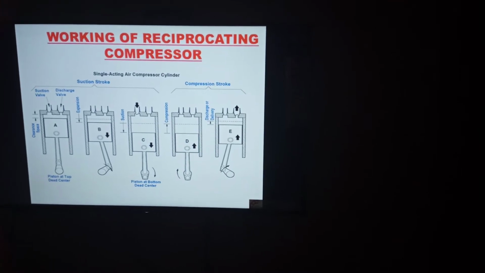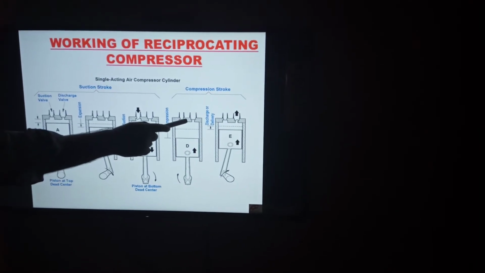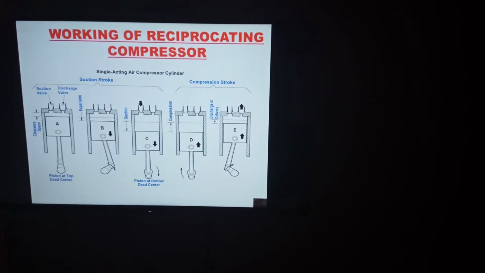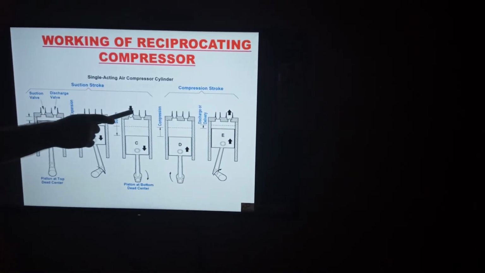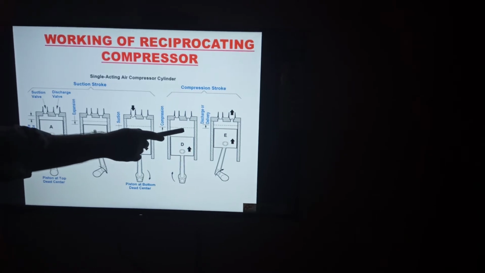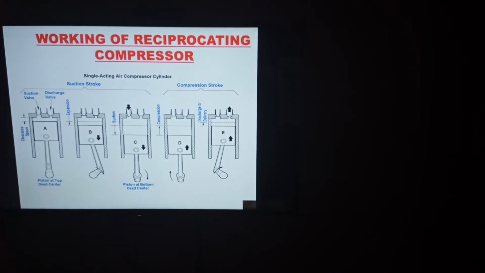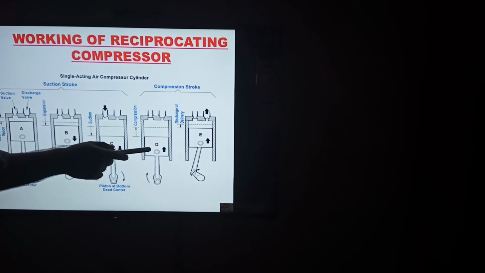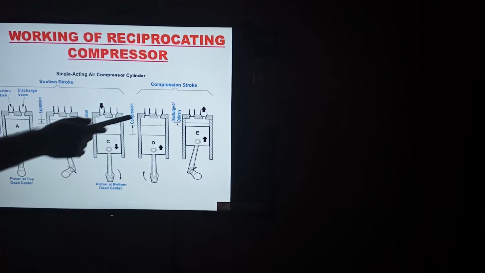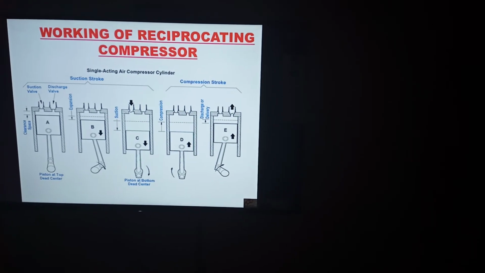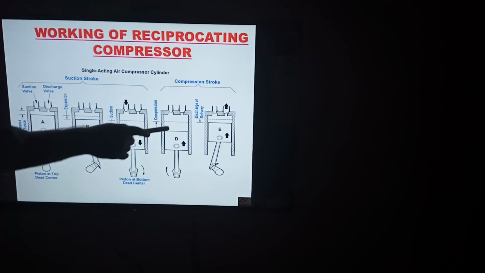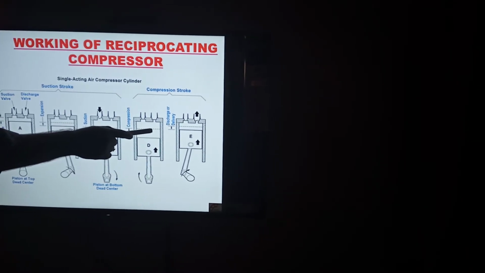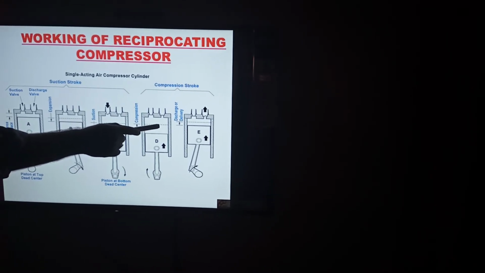You can see during this stroke, both the inlet valve and discharge valve are closed. So the air which is drawn into the compressor is trapped inside the cylinder, and the piston is moving from bottom dead center to top dead center. As a result, the compression of this trapped air takes place. That is, the pressure and temperature of the trapped air increases.